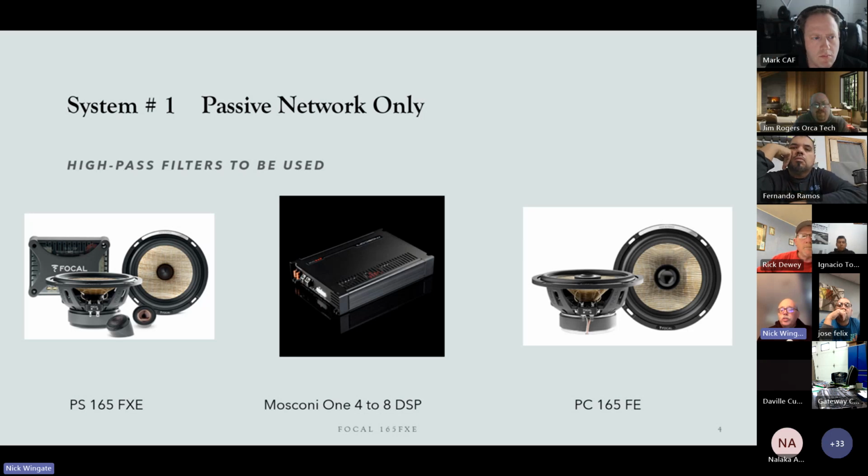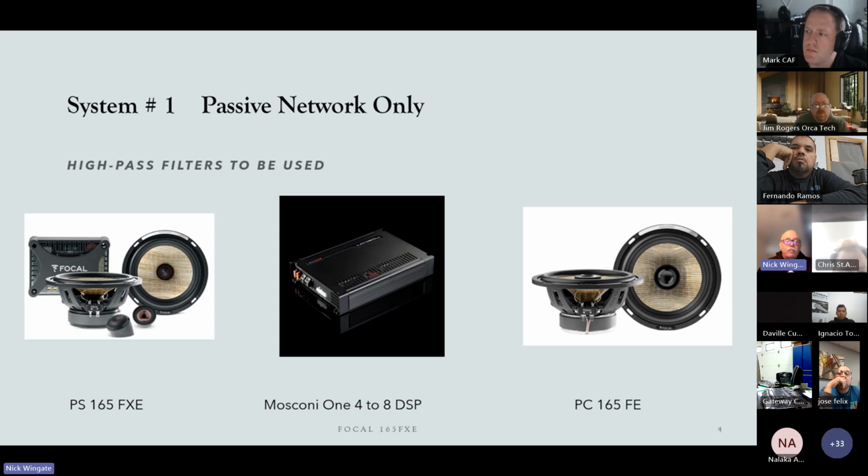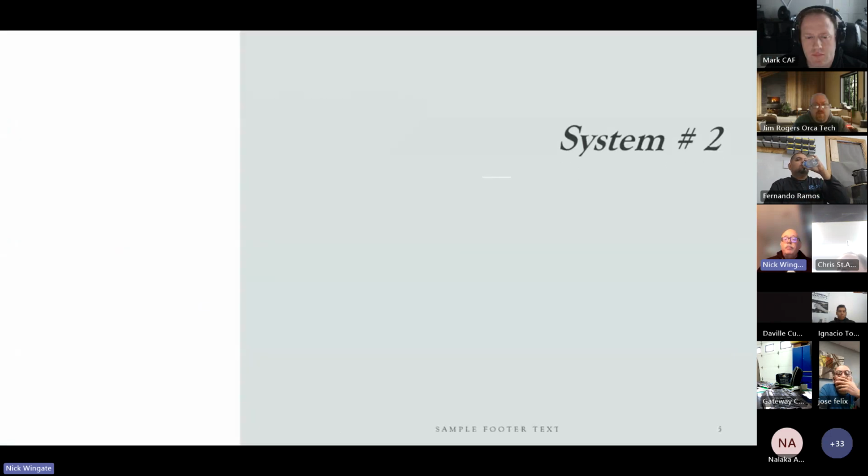This is a very simple system. It's a very easy system to design and build. The only thing we're going to need to worry about here is how low the 6.5-inch mid-bass drivers in the front and in the rear are going to play. That's a very simple system, very easy to understand.